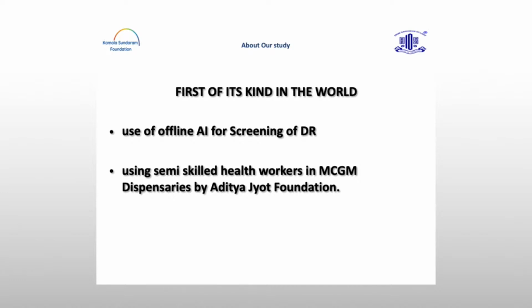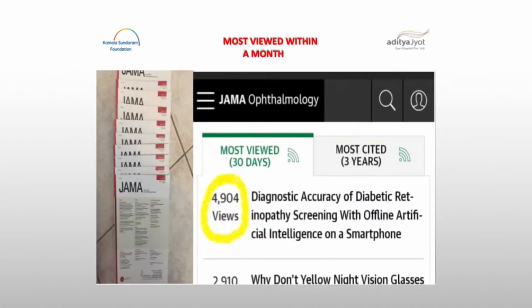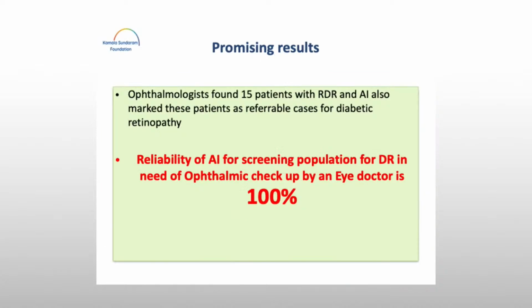And I'm happy to say that from 2019, we are doing it regularly in India. So you see, the sensitivity is 100%. And this was the most viewed article in 2019. We are proud to say that a simple instrument can prevent blindness in the remotest part of any country. So the reliability of AI for screening a population for diabetic retinopathy in need of an ophthalmic checkup by an eye doctor is 100%, and the results are promising.